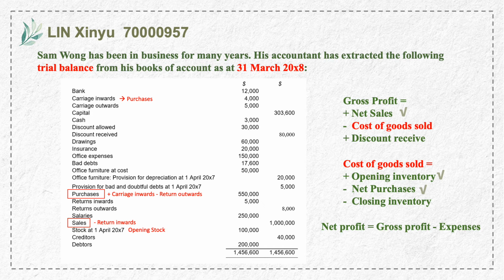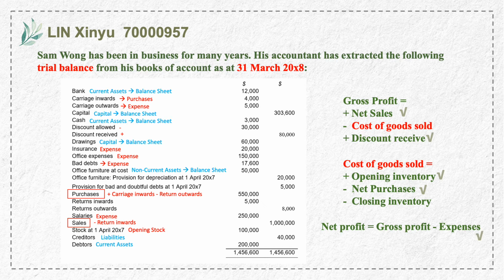And the closing inventory is not here, so we should find it in the additional information. And we should add the discount received on the income statement. In order to get the net profit, we should use gross profit minus expenses. So we should find all the expenses and use gross profit to minus it. And the others are about capital and liabilities. We should use them on the balance sheet, not the income statement.